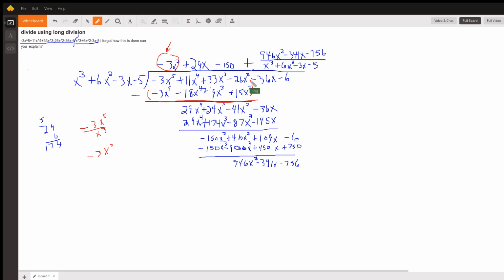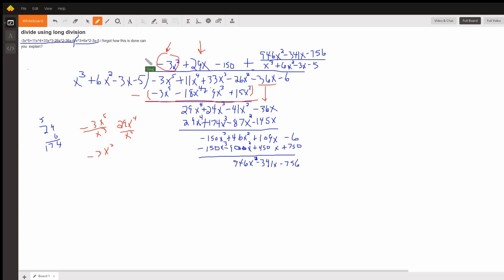After you've completed the subtraction, then you bring down the next term and repeat the process. So now I'm going to divide x cubed into 29x to the 4th. Again, this is what you're visualizing: 29x to the 4th divided by x cubed. 3 of the factors of x cancel out, and I get 29x, which is where this came from.